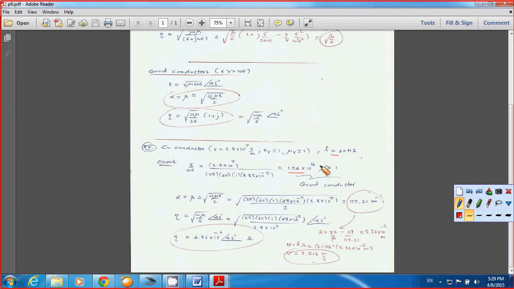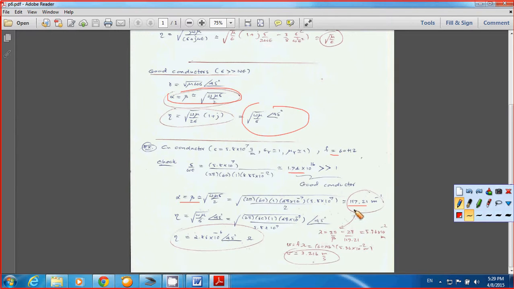That means it's far larger than 1, so it becomes a good conductor. You can pick up your alpha and beta, and your eta you can pick up from here. So you calculate alpha equal to beta, which ends up to be 117.21 per meter, and your eta is equal to 2.86 × 10^-6, with the phase angle of 45 degrees.